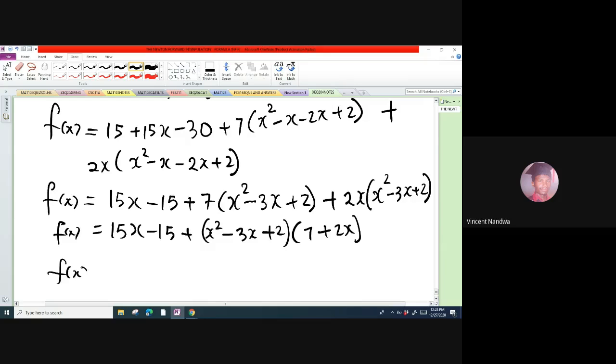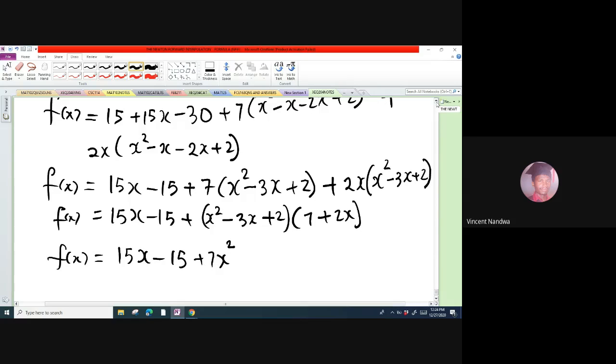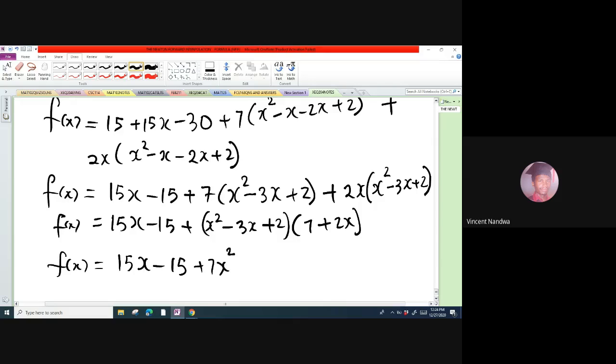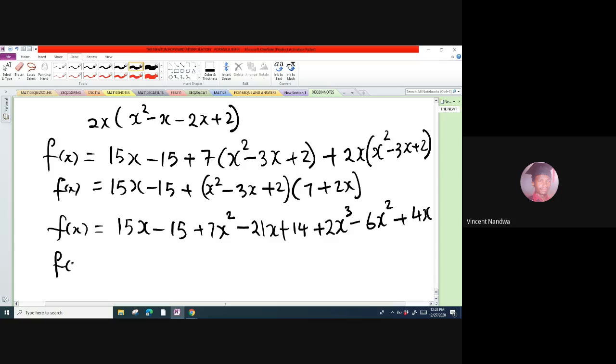So f of x will be 15x minus 15 plus 7x squared minus 21x plus 14 plus 2x cubed minus 6x squared, and then plus 4x. Just opening this bracket. You can always simplify in whichever way you like. At the end of the day, you will have the same answer.